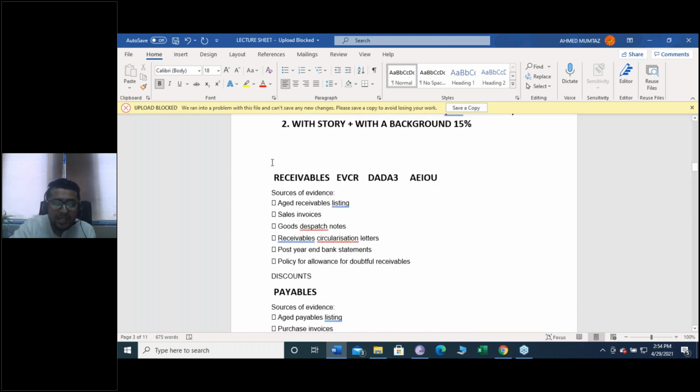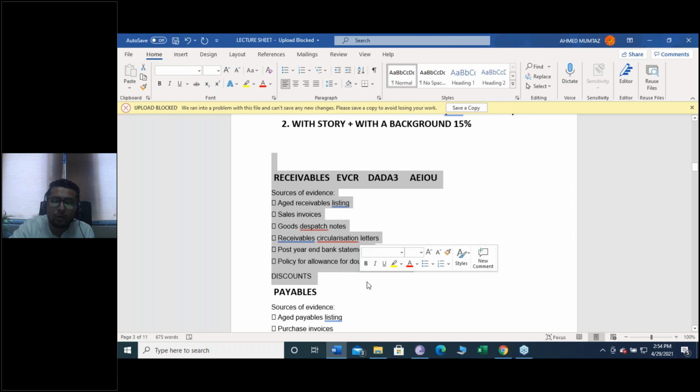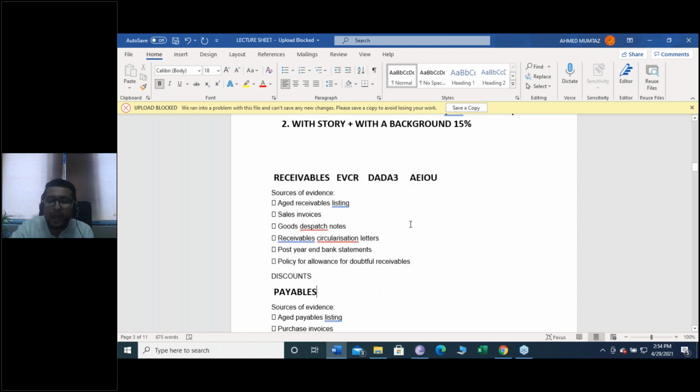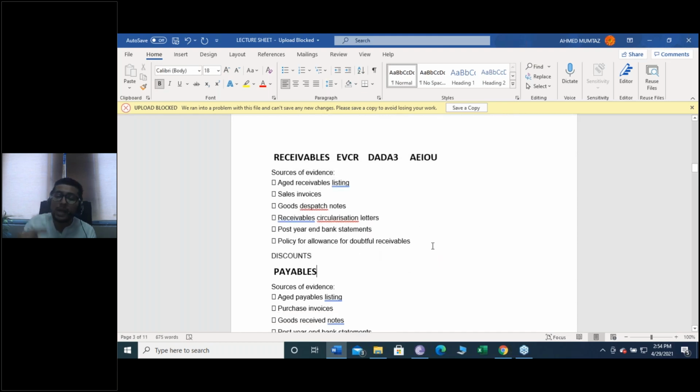So for the last half an hour, I was just focusing on one thing, which is called receivable. And I was not focusing on receivable. I was focusing on an exam technique. This is how you are going to develop procedures. Is this clear? Anyone having any questions? Please raise your question.